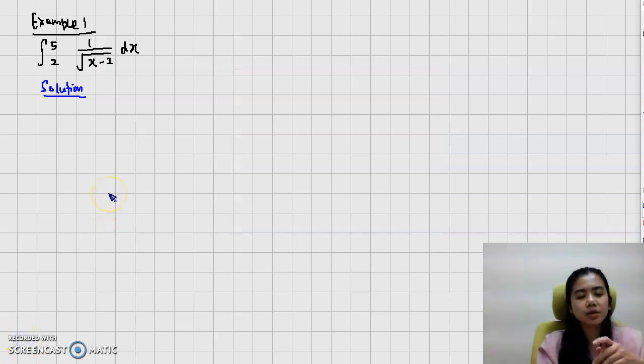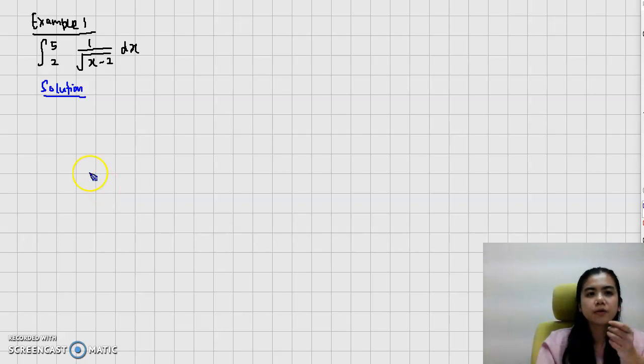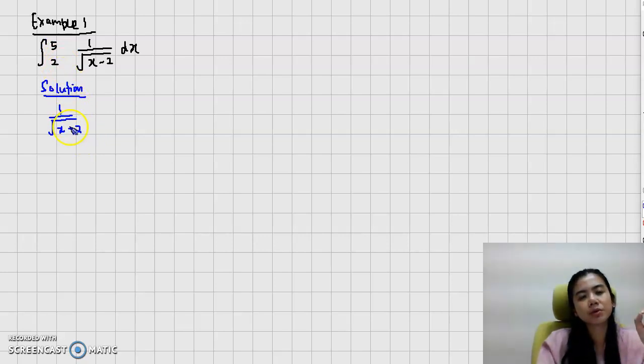Basically, the question will not tell you at which point the function is discontinuous. You have to analyze the function by yourself. So let's look at the function that we have here: 1 over x minus 2, from 2 to 5. The choice that you have is only 2. You have to think about which number will give you a problem when you substitute it in here.